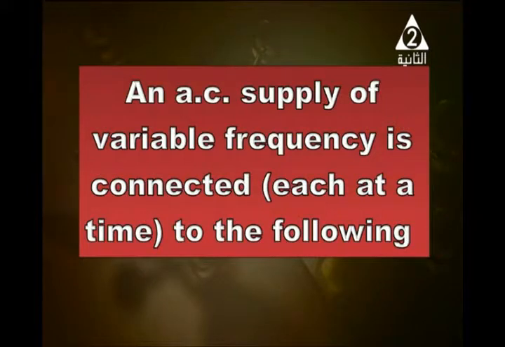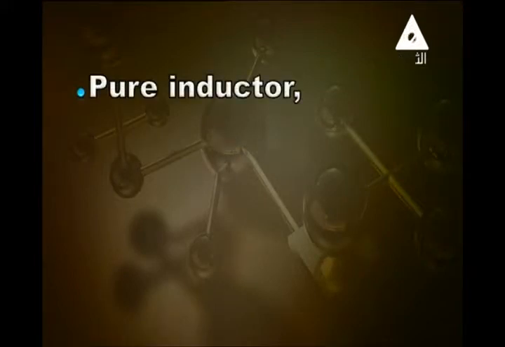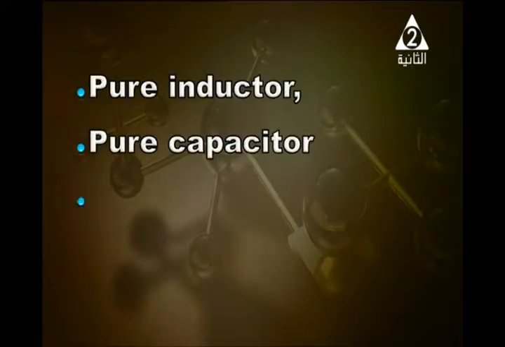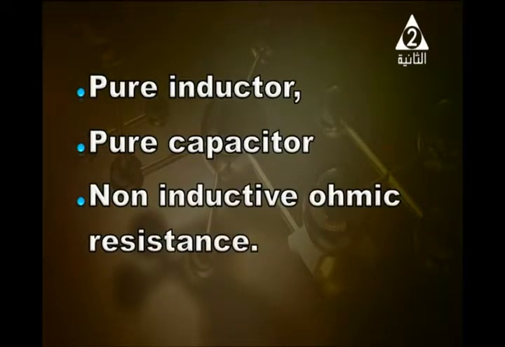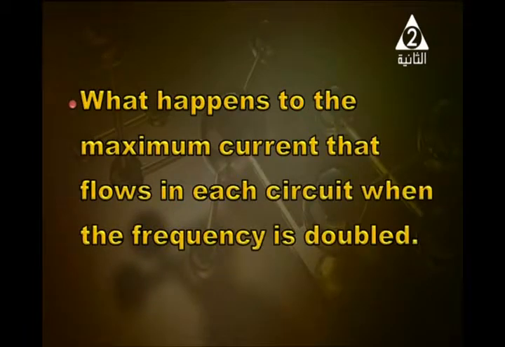And now we've got another sort of question. An AC supply of variable frequency is connected, each at a time, to the following: a pure inductor, a pure capacitor, and a non-inductive ohmic resistance. What happens to the maximum current that flows in each circuit when the frequency is doubled? Okay, so we'll take it one by one.